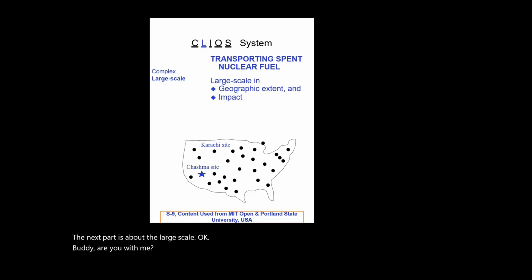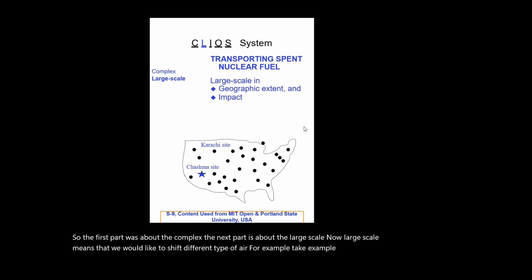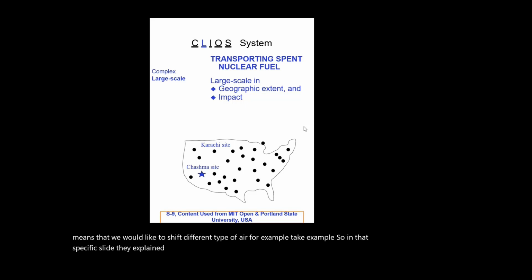Whenever we talk about the large scale, as you can see here, we have a very amazing example. The first part was about the complex. The next part is about the large scale. Now, large scale means that we would like to shift different types of things. For example, in that specific slide, they explain how we can transport nuclear fuel from the source point to different sites, such as we have one site at Karachi port and Chashma or Chagi or somewhere else, where our nuclear material basically is.